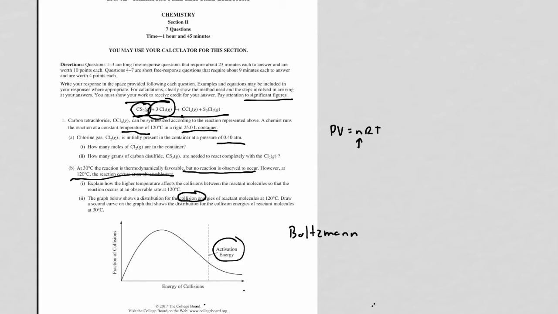The second part of this question says, the graph below shows a distribution of collision energies. Draw the second curve on the graph that shows the distribution for reactant molecules at 30. So this makes you have to read things very carefully. They're telling you this is 120 degrees Celsius. What's 30 degrees Celsius? Now, the idea of 30 degrees Celsius is you shouldn't have molecules, essentially, or very many molecules that have the activation energy. I'll give you the hint. You're not going to flatten the curve. You're going to do the opposite.